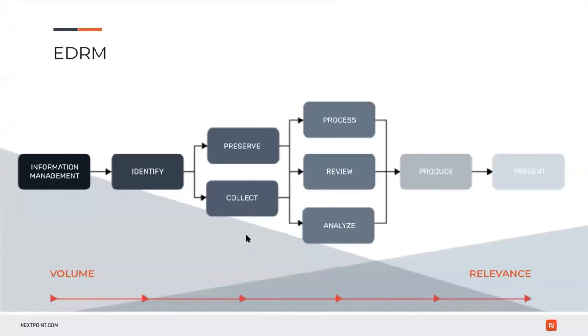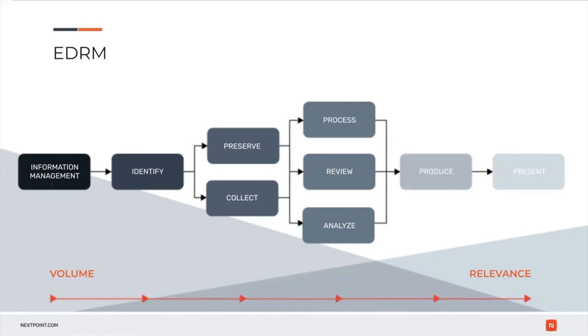So this is the EDRM model, otherwise known as the Electronic Discovery Reference Model. The way that I like to look at this is that these are all the steps that go into e-discovery. You start out with the information management by identifying the data that could in any way be even remotely important to the case that you're working on. After that, you identify the information that you want. You will move on to preserving and collecting it.